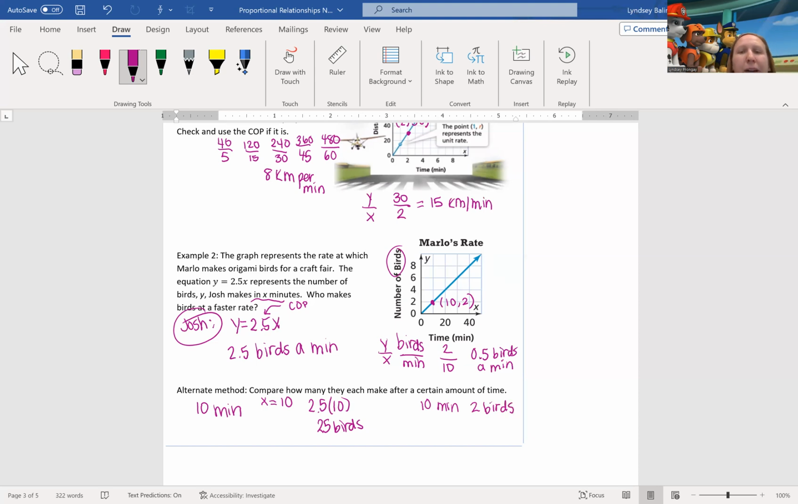So that's another way. Pick a common time frame and see how many they would make in that time frame for both of the scenarios. That also works in this situation. Either way, Josh is doing a whole lot better.